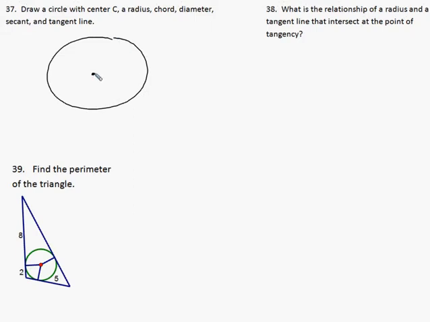Draw a circle with center C, so I'll draw the circle. Here's my center. We'll name that C. We don't have to name the rest of the things, so I'll draw a radius. A radius goes from the center just to any point on the circle. A chord is a segment that connects 2 points on the circle.